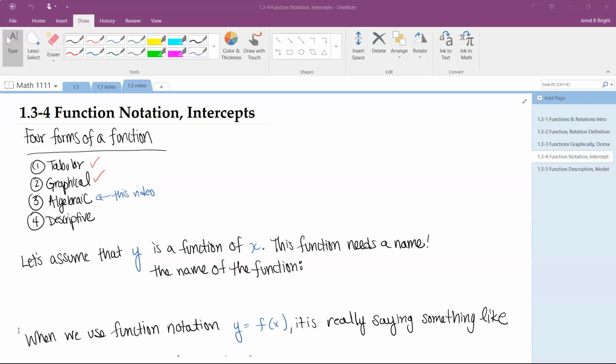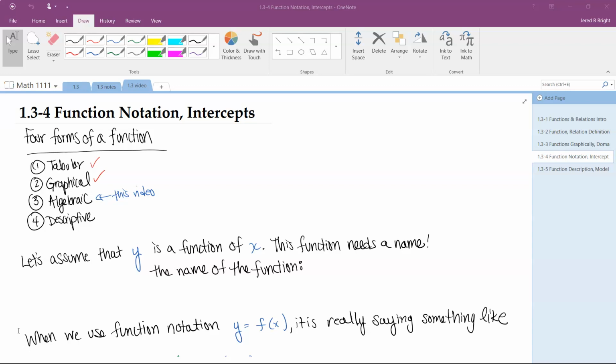But the thing is, we've talked about a fair number of forms already. Tabular, we saw in the last one. That's just creating an XY table. Graphical, remember the vertical line test. We've kind of touched on the descriptive form. That's remembering the definition, all that sort of thing. But we want to focus on the algebraic representation in this video.